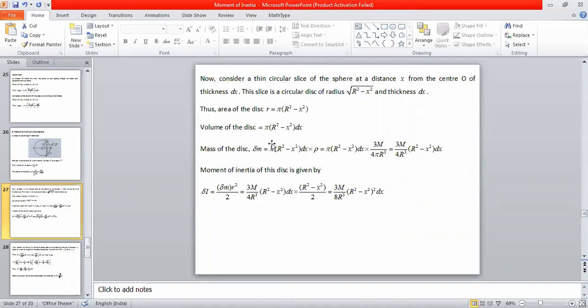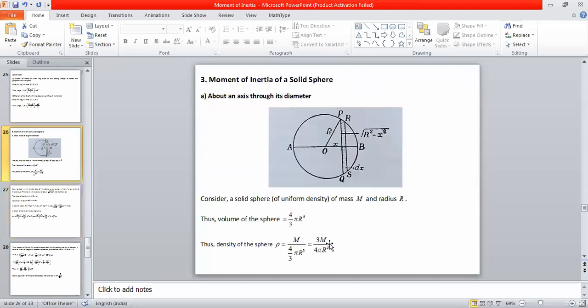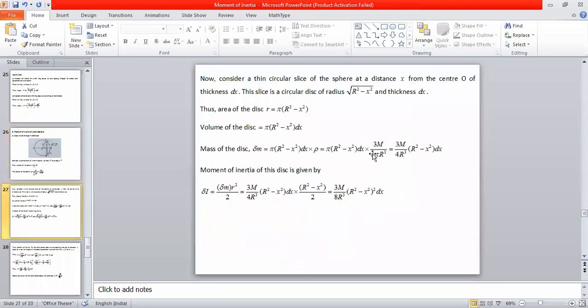Mass of the disc is nothing but volume of the disc into density. Volume of the disc we just calculated: pi times r square minus x square into dx. Density is rho, so this becomes pi times r square minus x square into dx times rho. Rho was given earlier: density rho is 3M by 4 pi R cube. So I have substituted density rho as 3M divided by 4 pi R cube. You can do the simplification. On simplifying, only pi cancels; nothing else cancels. So we are left with 3M divided by 4R cube times r square minus x square into dx.